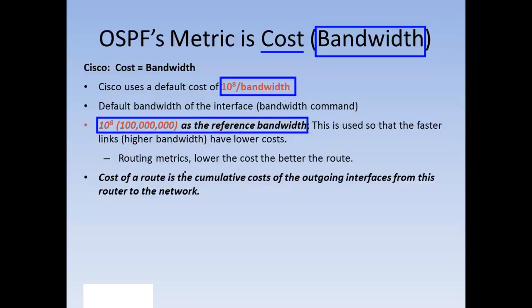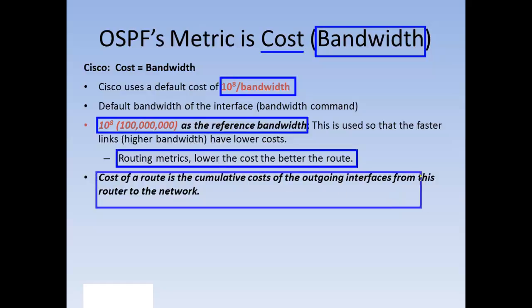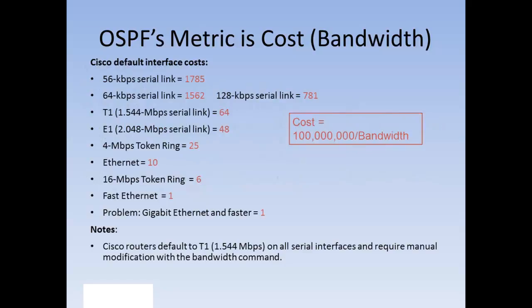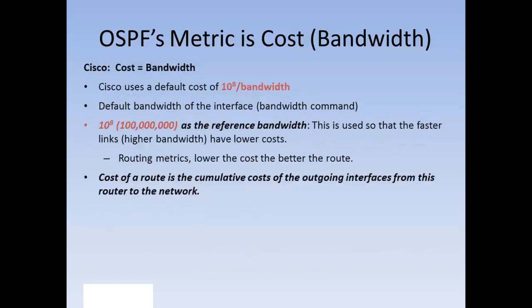The lower the cost, the better the route. As much as the cost is lower, that route will be considered as the best route. So the cost of a route is the cumulative cost of the outgoing interfaces from this router to the network. What does it mean? Okay, first come to this slide.